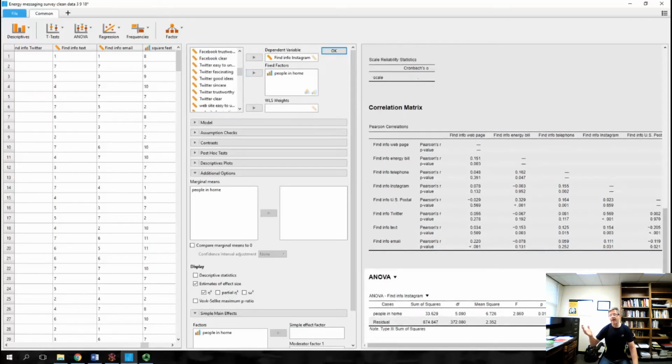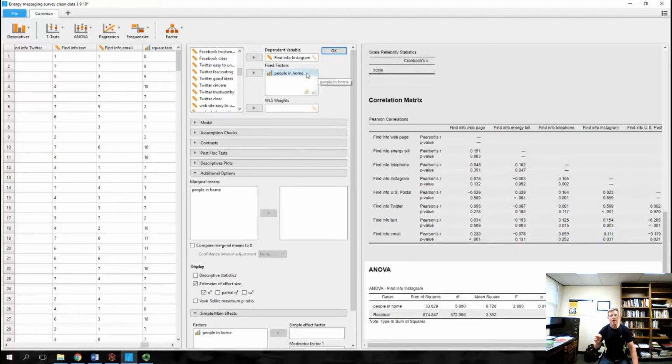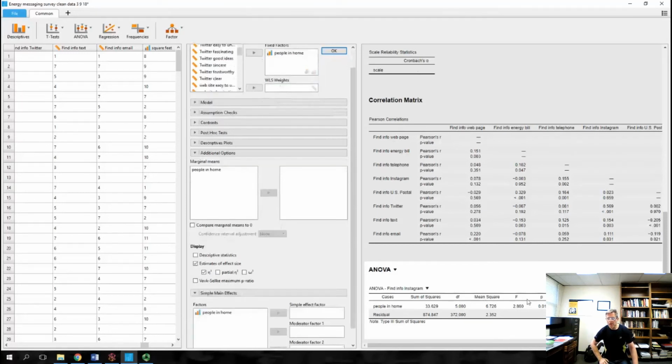So I'm showing you how to do this. I'm showing you the first two are not significant. There's no differences among the groups. This one there is. Based on Instagram and the testing in this data, the number of people in the home may affect how people perceive Instagram messaging. Sometimes it's hard to understand how that works, but the data is telling us that.